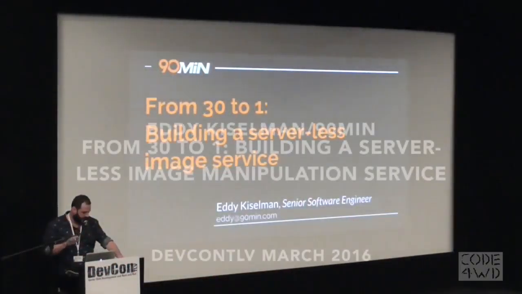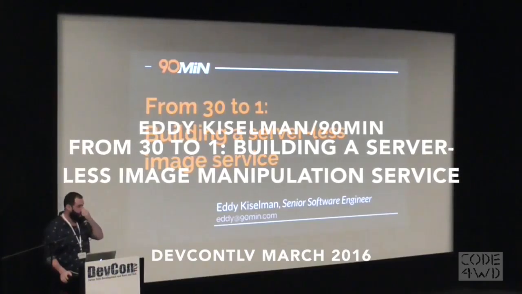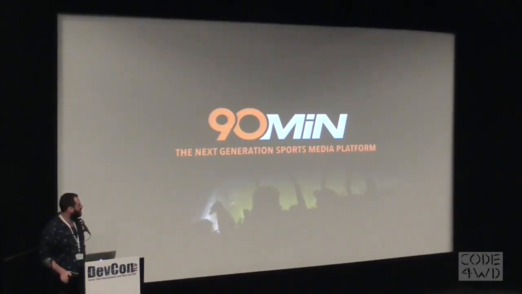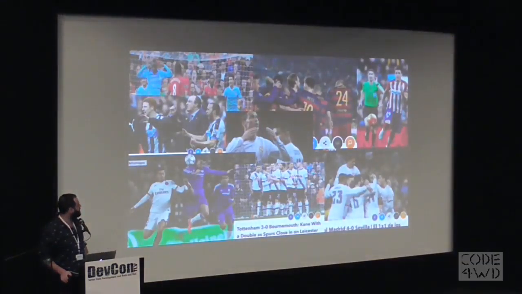My name is Eddy, and I want to share with you a short story about how we scaled our image service infrastructure. So a little bit about 90min. 90min is a global sports media platform. We have over 45 million users. All our content is generated by our community. One of the most important things to us in the content is the images that come along with it. We have thousands of content created each week, and with it comes millions of images.